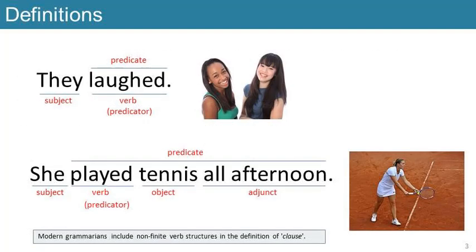As noted on the previous slide, the traditional definition of clause is a group of words that contains a subject and a predicate. The predicate can consist of a single finite verb phrase, also called a predicator in modern grammar, as in they laughed, or it can contain the verb plus additional sentence constituents such as an object and an adjunct in she played tennis all afternoon.